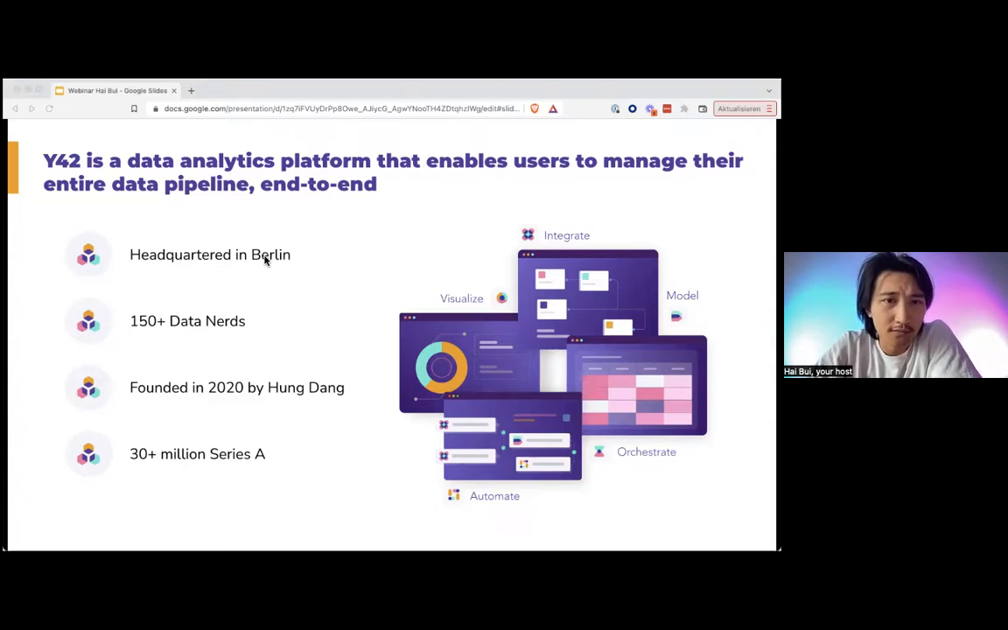A few things that you can do on the platform: you can integrate your data from multiple sources into one data warehouse. You can run data transformations on your data, on your tables. You can visualize them afterwards, or you can export them to other tools and take action based on your insights. So that's about it for Y42. If you have any questions, let me know.